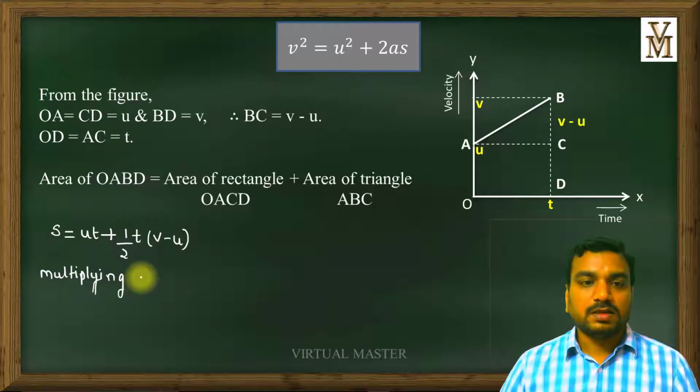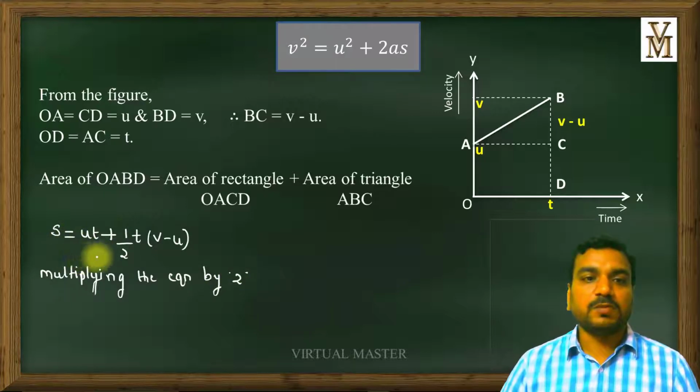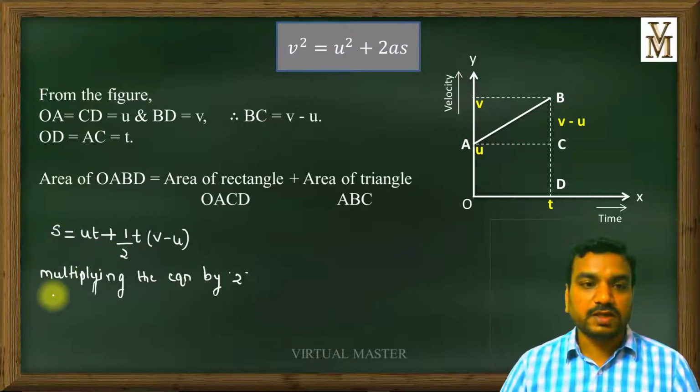Multiplying the above equation by 2. If you multiply the above equation by 2, what are we going to get? 2s. We have to multiply on both sides. 2s is equal to 2ut plus, in this term the 2 gets cancelled. What will be left? Only (v minus u) into t.